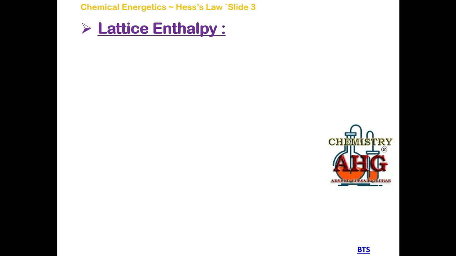Simply, you can remember lattice enthalpy is the property of ionic compound. Lattice enthalpy is the property of ionic bond. Compared to lattice enthalpy, we studied another enthalpy in AS chemical bonding, that is bond enthalpy. Bond enthalpy is the property of covalent compound, the property of covalent bond. So in this video we are going to focus on lattice enthalpy. Its symbol is delta H LATT.